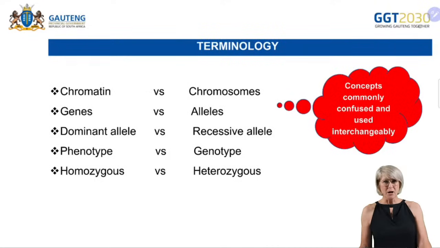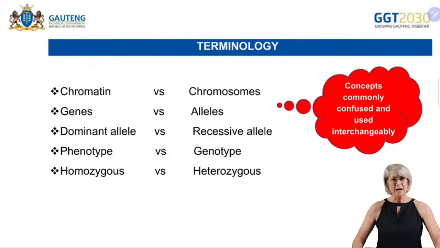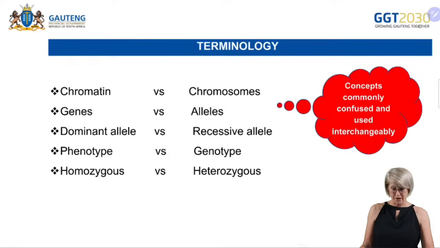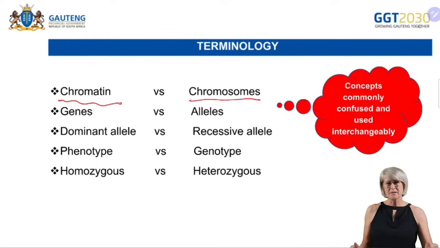Right, the terminology that we find that is commonly confused and sometimes used interchangeably are the following. So the first one is chromatin and chromosomes. So we know that in the nucleus of a cell, there's a chromatin network. That is what we call chromatin. So it's a long strand tangled in the cell, and you can't actually see anything distinct.